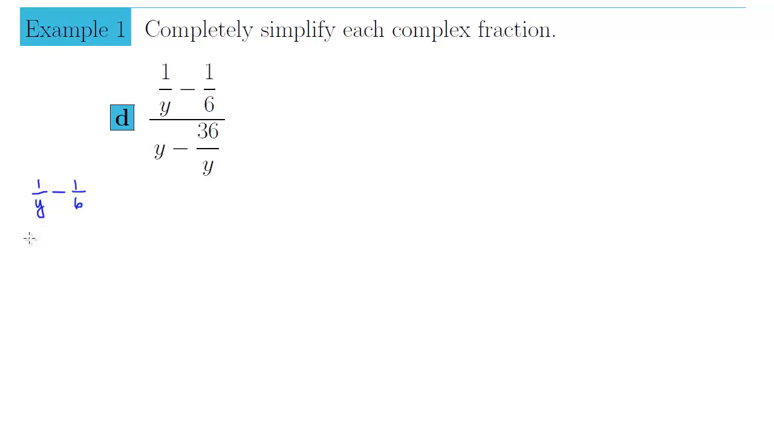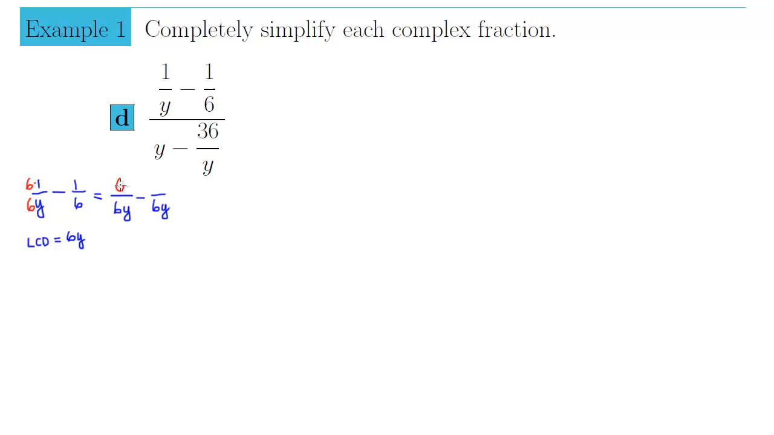The least common denominator for these two rational expressions is the expression that contains the factor of 6 and the factor of y. In other words, the least common denominator is simply 6y. We want to change both of these fractions to have that denominator of 6y. So what is it that we need to multiply by? Well, in the first fraction we have a y. What's missing is the factor of 6. So we need to multiply both denominator and numerator by 6.